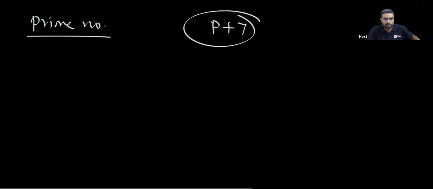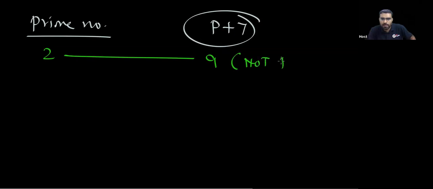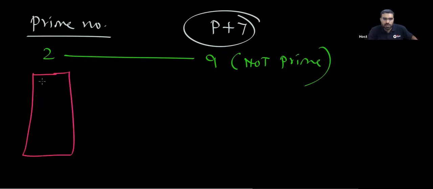For example, you can take any prime number. You can easily notice this, P plus 7. This will not be prime because, for example, if you take this prime number, then P plus 7 is 9. And you can notice that is not prime. Similarly, you can notice the remaining primes are odd. Yes or no? The remaining prime numbers will be odd, correct?